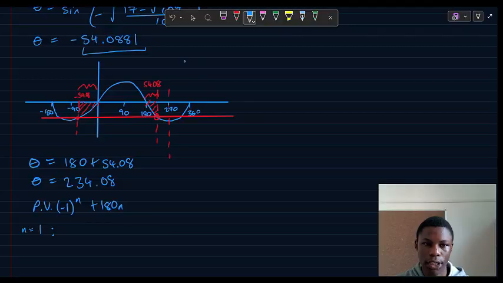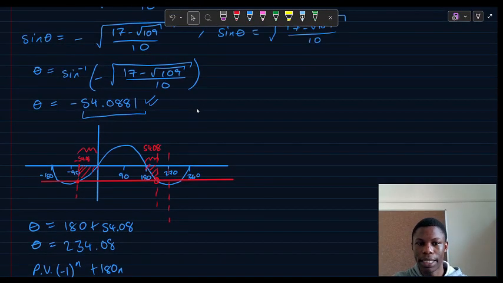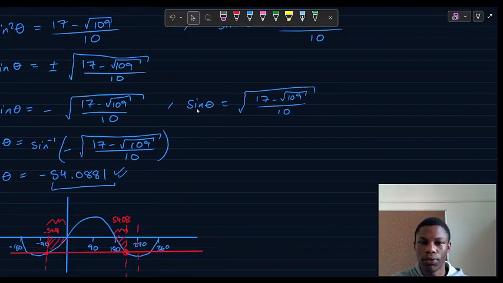So you would say your principal value, that's the value you get from your calculator, which is negative 54.0881. Multiply that by negative 1 to the power of n, where n is 1, plus 180 times 1, which is the same as 180 plus 54.088. So it will give you 234.08. So either draw the diagram, use the formula, or use the CAS. And this 234, that's the only solution within the interval from that equation there.